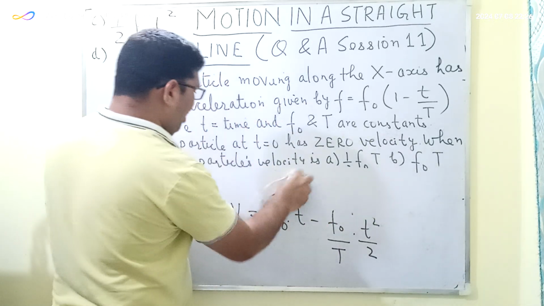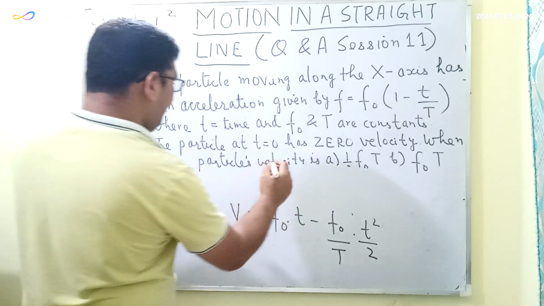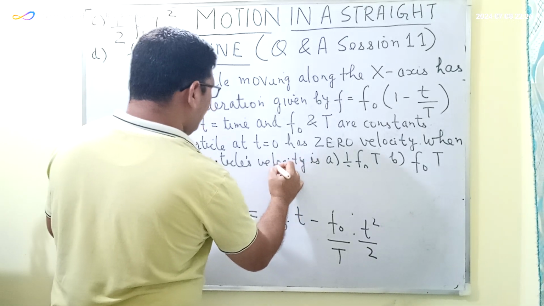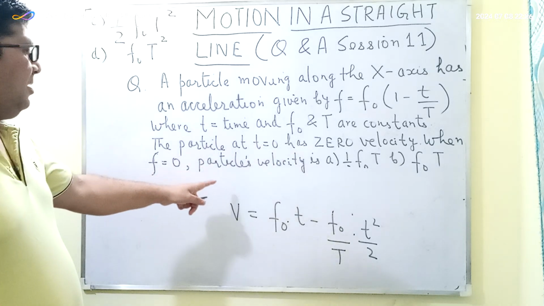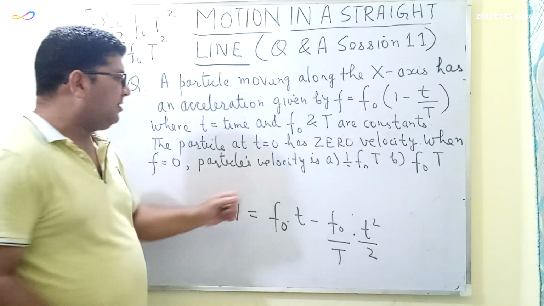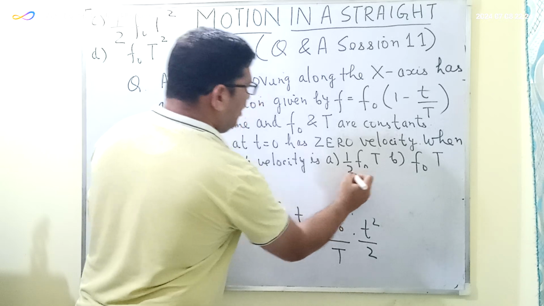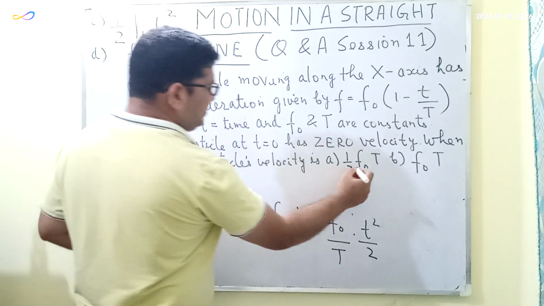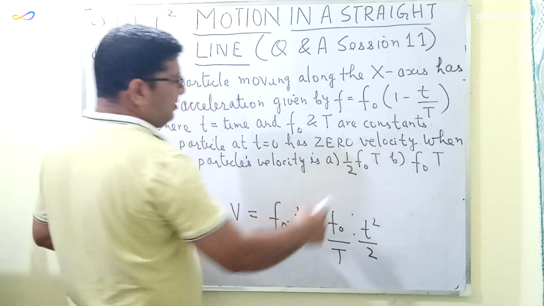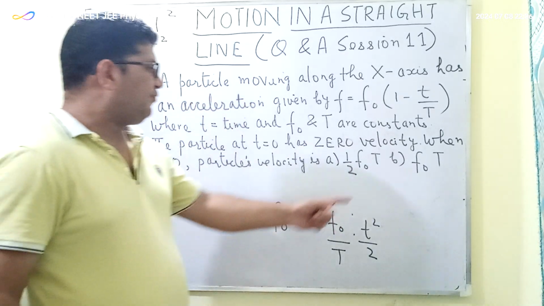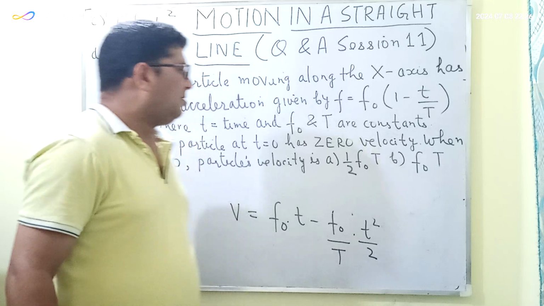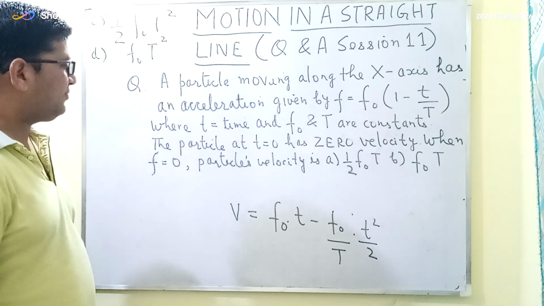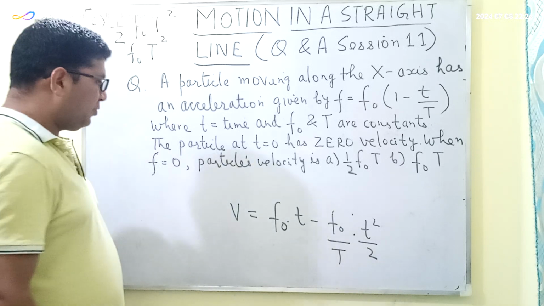So this is the equation for the instantaneous velocity of the particle, and now we have to find the particle's velocity when the acceleration is 0. So we have been given here four options, that is the first option is 1 by 2 f naught into capital T, the second option is f naught into capital T, and these are the two other options which I have written here on the left hand side of the board.